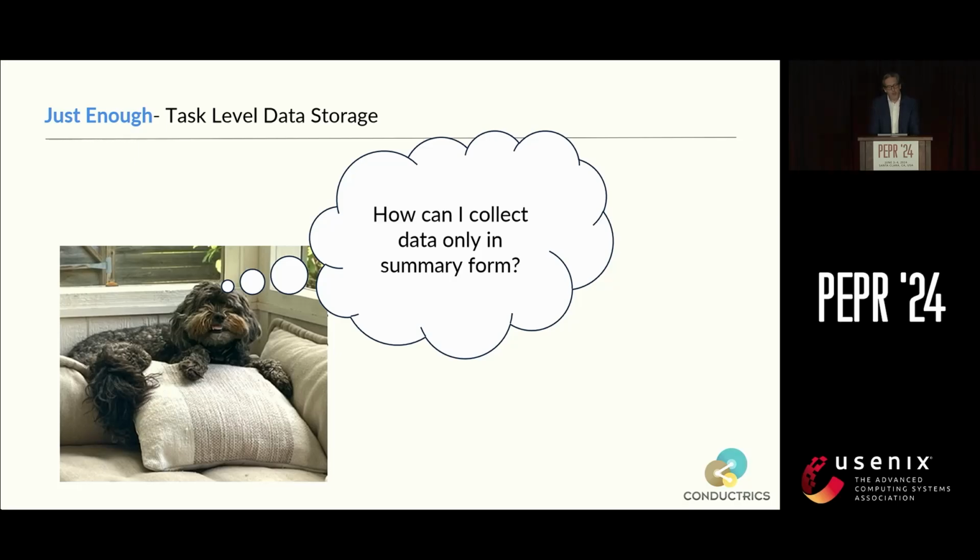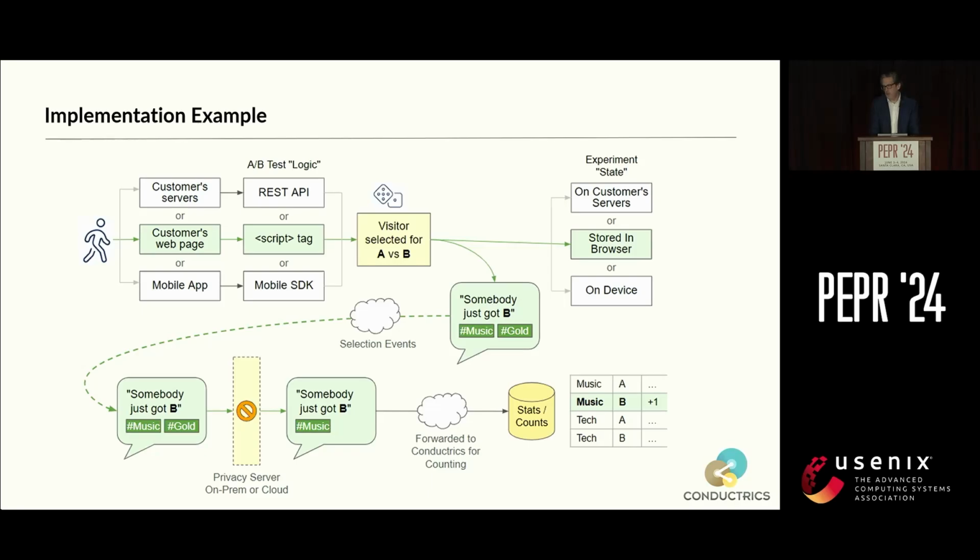Okay, so how do you do that? How might you do that? Well, here's one case. This is how we do it in very rough form. Let's say a customer comes to the web page. There's a script tag, but it could be a REST API or some sort of SDK. And then there's a random selection, so they've been allocated A, B, C, or D, or whatever it happens to be.